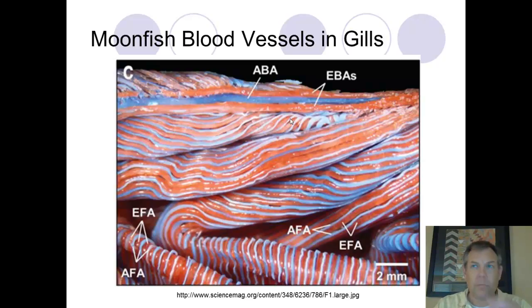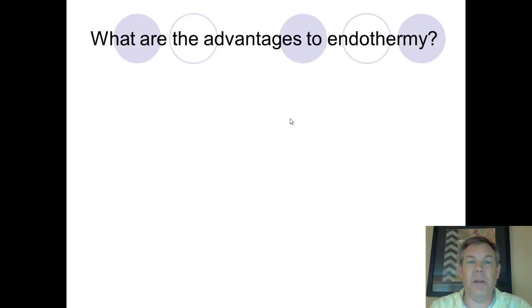But probably, well, now that I think about it, probably not, because the arteries are going to come in from one side and are going to leave from one side, and the veins are going to come in from the other side. And in this way, they kind of come in and they interact with each other before they exchange the gas. At any rate, this is another adaptation of the moonfish to keep its body temperature elevated.